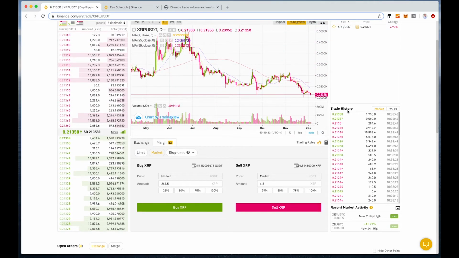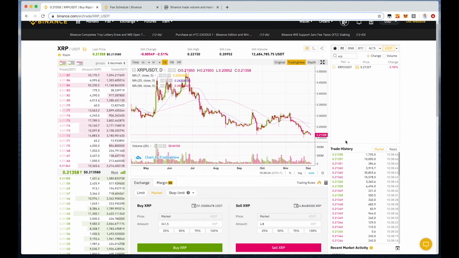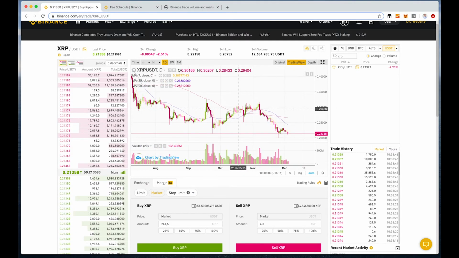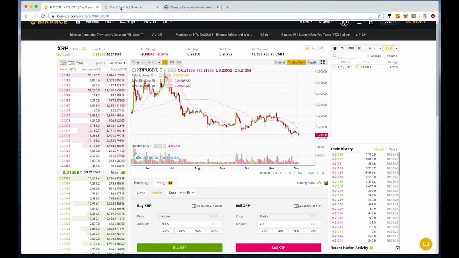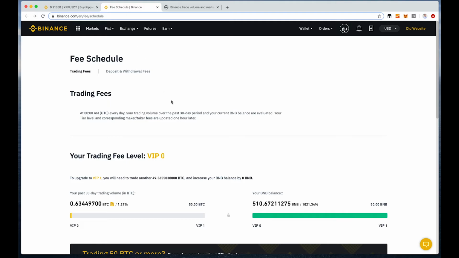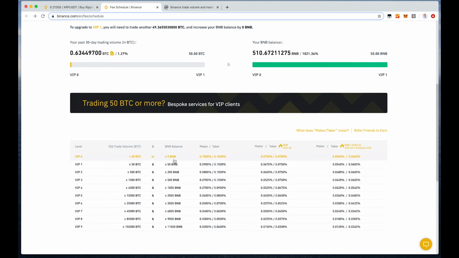Here you also have a trade history of the last trades that happened on Binance. Another thing we want to talk about are the fees. If you trade on Binance, it's actually pretty cheap. If you trade less than 50 BTC per month, which I assume most of you will, it's 0.1% taker or maker fee. Maker fee is a limit order, taker fee is a market order.